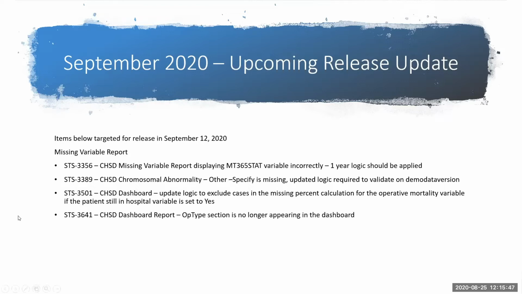For 3501, on the dashboard, we're looking to update logic to exclude cases for operative mortality if the patient is still in the hospital. So if that patient's still in hospital variable is set to yes, the patient will no longer be flagged as missing for operative mortality. And then 3641, also the dashboard report, there is an issue where the op type section of that report was no longer appearing, and so that should be corrected in the September release.